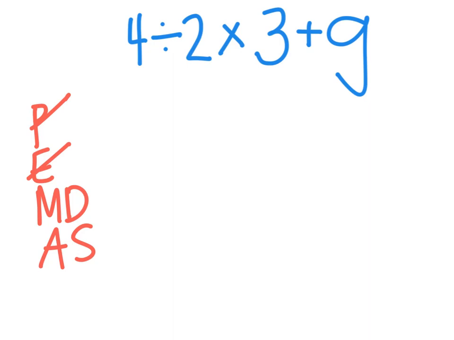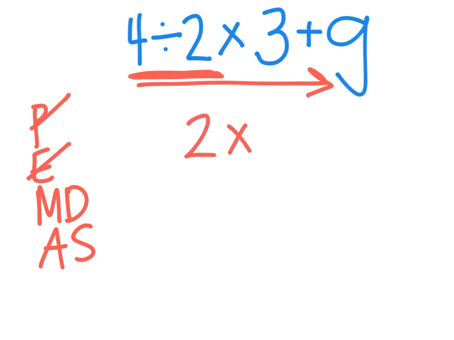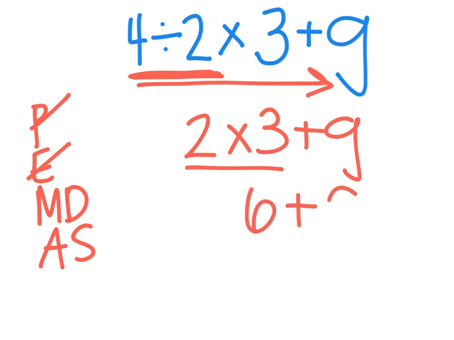I'm going to multiply or divide from left to right, so division appears first, so I'm going to do that first. 4 divided by 2 is 2. Now I have 2 times 3 plus g. I have more multiplication, so I need to do that. I have 2 times 3, so 2 times 3 is 6. And I have plus g.